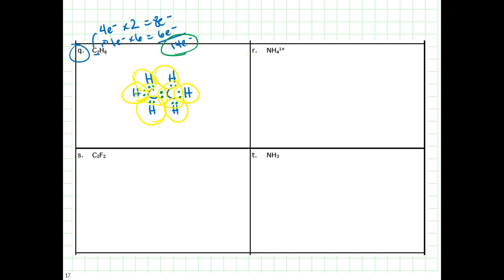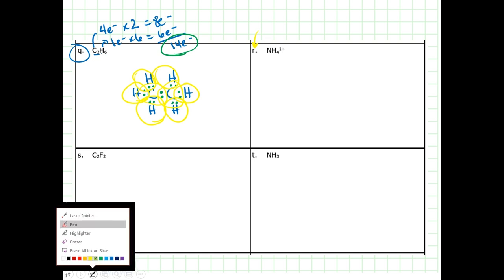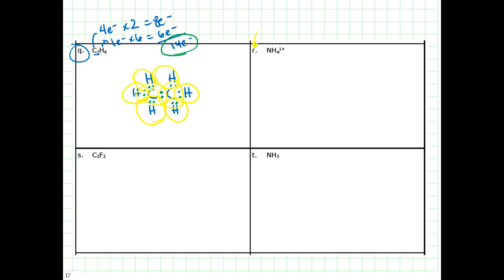Let's do one more together, and then I'll let you finish these 2 on your own. Good. So NH4 with a +1 charge. Nitrogen's going to go in the middle. Hydrogen is going to go around it. Nitrogen has 5 valence electrons. Hydrogen each has 1 valence electron. There are 4 of them. 5 plus 4 is 9 electrons, but that charge of +1 means that I lost 1, so we're down to 8 valence electrons.